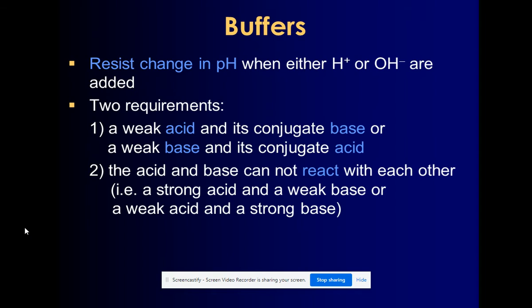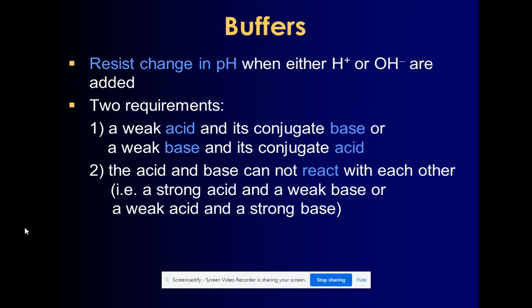So to have a buffer, you have to have two components. You have to have, again, the weak acid and its conjugate base, or you have to have the weak base and its conjugate acid. The reason that they need to be weak as opposed to strong is that strong acids and strong bases completely react, while weak acids and weak bases only partially dissociate. So they're not going to change as rapidly as a strong acid or strong base would. And so we definitely want to make sure that we have components that are going to be able to resist changes in the addition of strong acid or strong base.